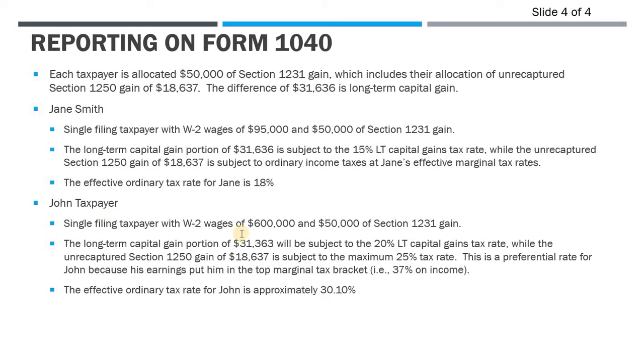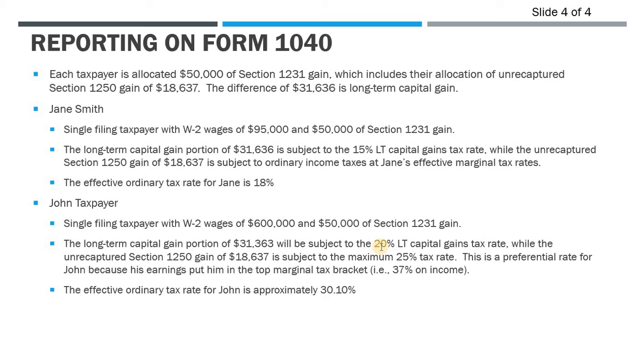So John, if we look at his return, he's got a W-2 salary of 600K, right? So John, his job just pays him that much more money, and so he's going to be in a much higher tax bracket. Now, he still gets the same 50,000 of 1231 gain. He's still getting the same 18,637 of unrecaptured 1250 gain, but they're going to be different applicable rates, right? Because these taxpayers, overall, their income is in much different tax brackets.